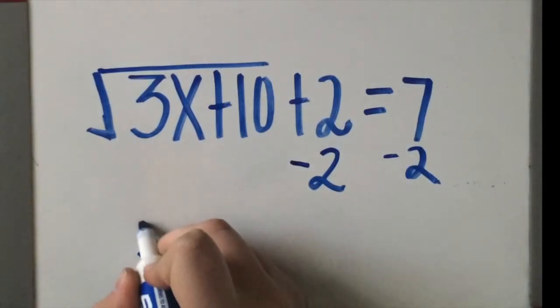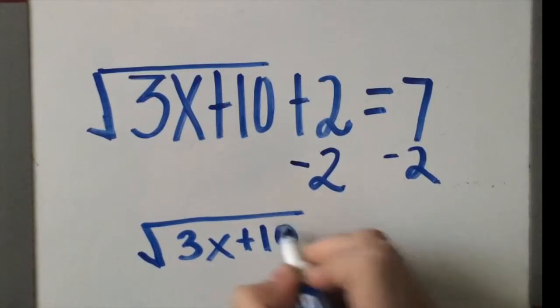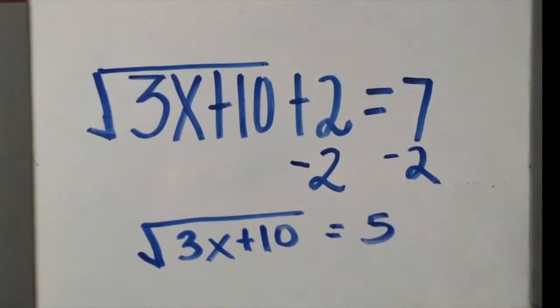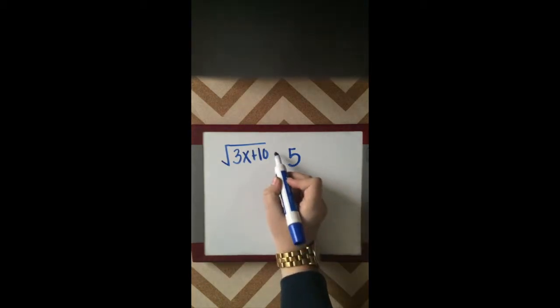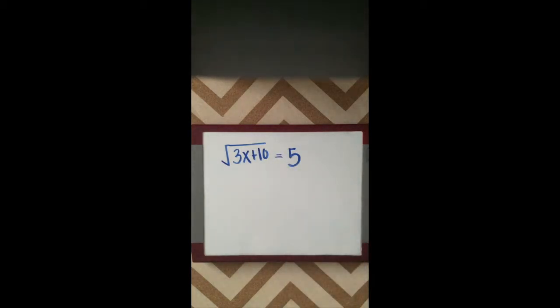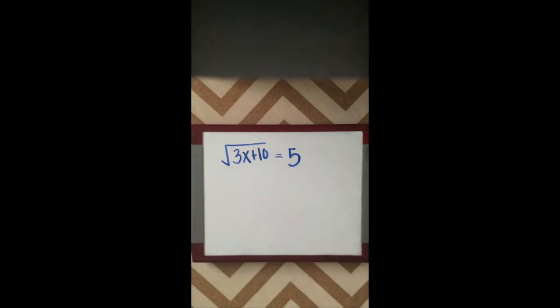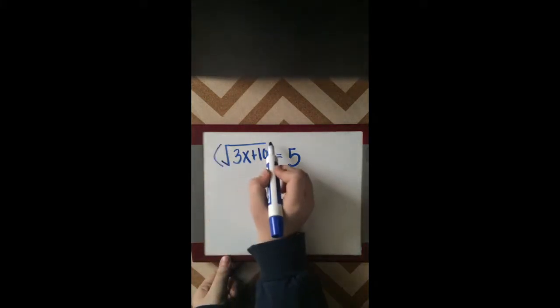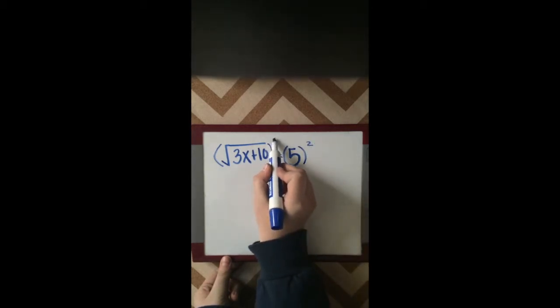So you're left with the square root of 3x plus 10 equals 5. When solving an equation, once you're left with it, you have the square root of 3x plus 10 equals 5. And you can't solve it if one side has a radical and one doesn't. So you're going to need to square both sides to make sure that they're equal.